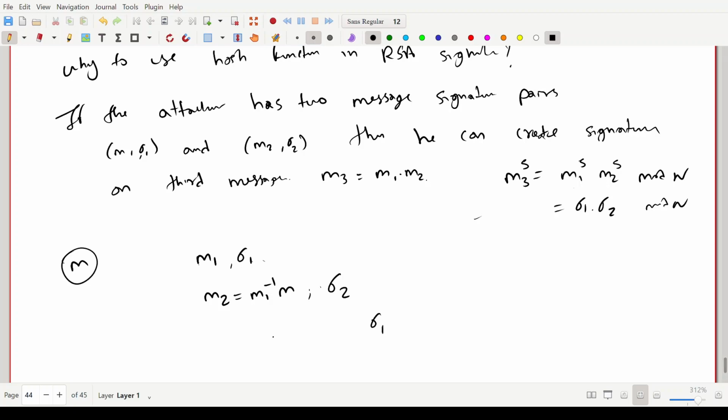He will multiply sigma 1 into sigma 2. What will he get? He will get a sigma which is a signature on this M, just by the property mentioned above. Correct? Because sigma 1 is m1 raised to s, sigma 2 is m1 inverse m raised to s. Now if I multiply, I'll just get sigma, which is m raised to s. So I got the signature on my message as I wanted.